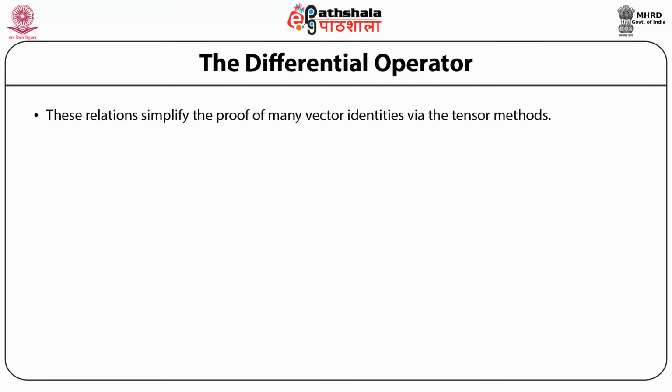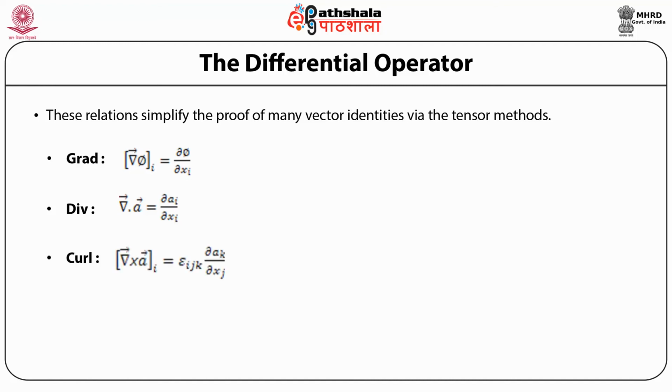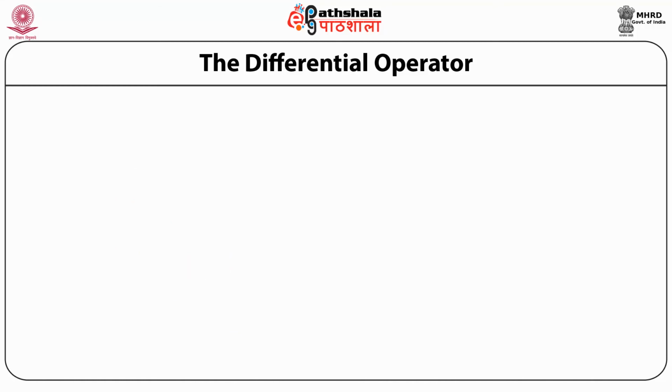The differential operator. Let us see first the gradient, where (del phi) with index i equals del phi divided by del xi. Divergence: del dot A vector equals del ai by del xi. Curl: (del cross A vector) with index i equals epsilon ijk into del ak by del xj. And Laplacian: del square phi equals del square phi by del xi del xi. The differential operator is indeed a vector.